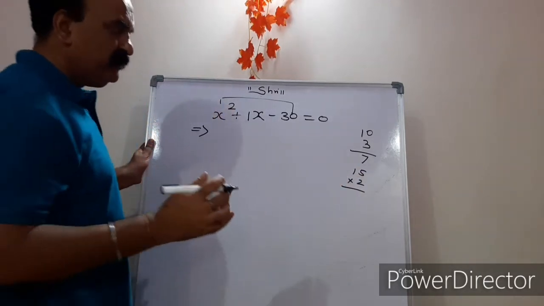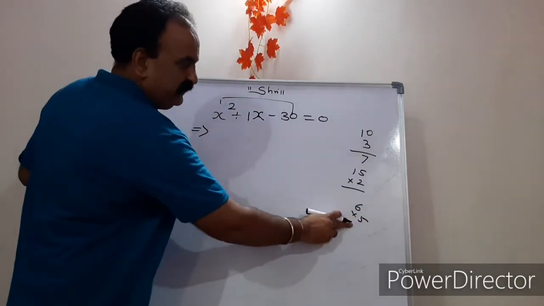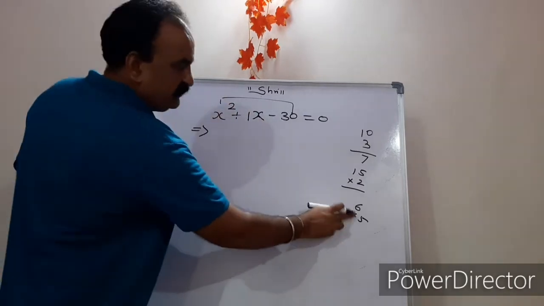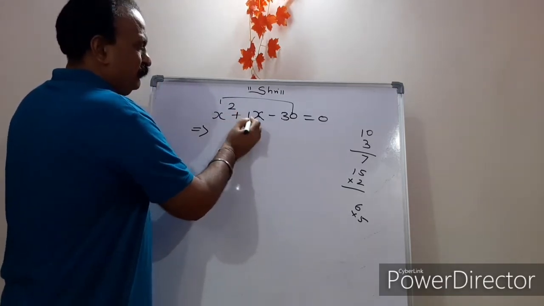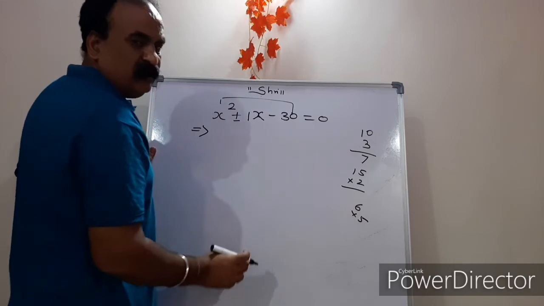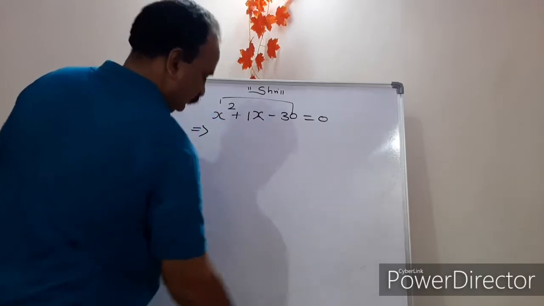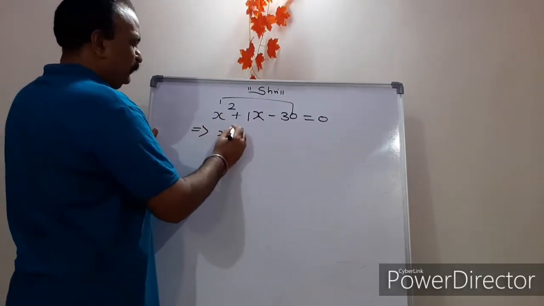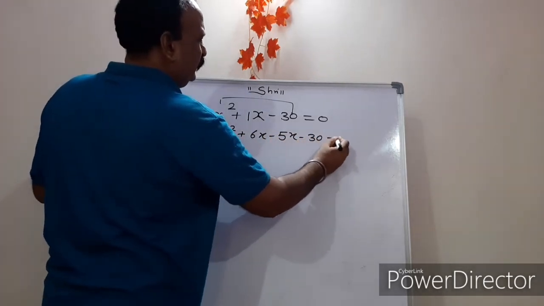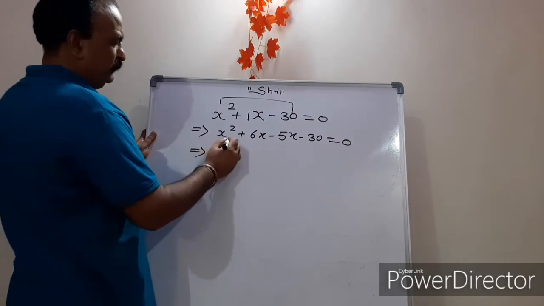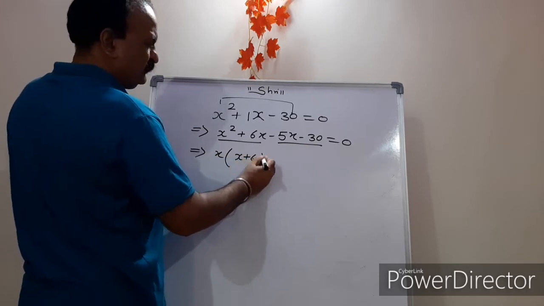Now another pair of numbers is 6 into 5. Yes, 6 into 5 is 30 and 6 minus 5 is 1. It means what should be the sign of 6? Positive. And what should be the sign of 5? Negative. Now let us see. x square plus 6x minus 5x minus 30 equal to 0. This implies, for these two terms, x common, x plus 6.